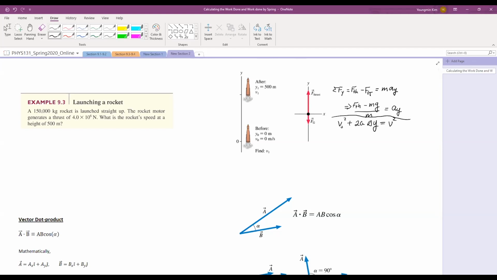So let's try to solve this with work. There are two forces involved, so that means there will be two types of work being done. The work done by the rocket, by the thrust, is the force of thrust times the displacement that it causes. And in this case, the thrust and the displacement are in the same direction. This should give you a positive work. So that's simply 4 times 10 to the 6 Newton multiplied by 500 meter. And that should give you the work done by the thrust.